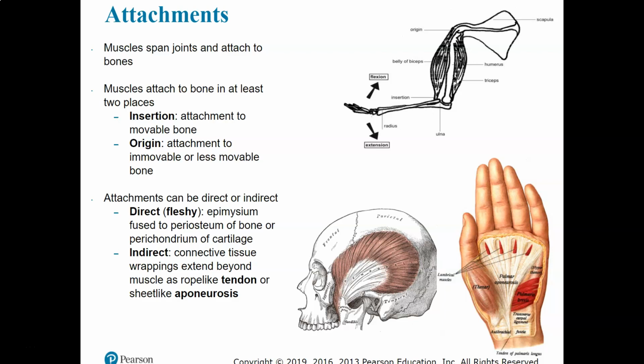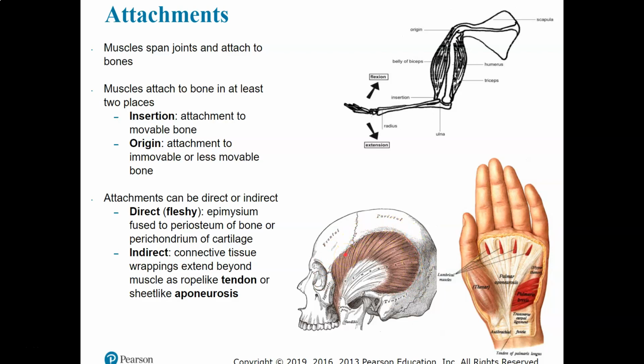These attachments can be either what we call direct attachments or indirect attachments. If we have a direct attachment, that means that the epimysium itself is fused directly to the periosteum of the bone or to the perichondrium of cartilage. So here you can see the temporalis muscle where it just sort of attaches directly to the skull.